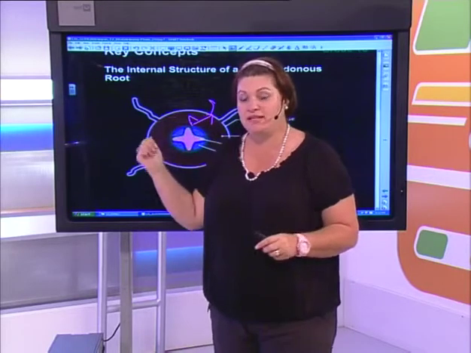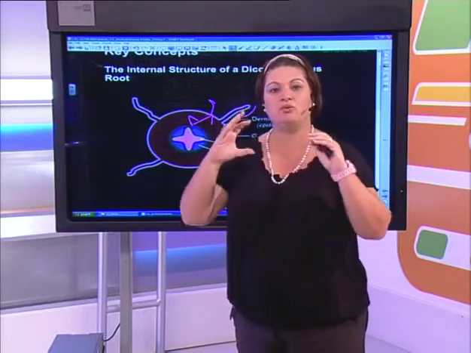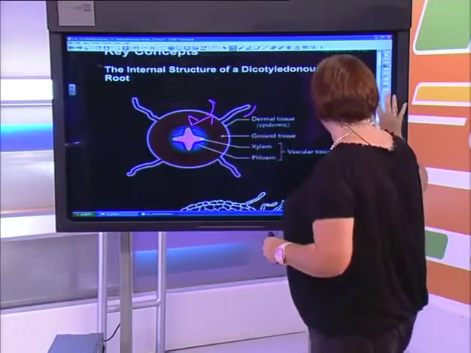Okay, that is the simplified diagram. Now let's take a diagram and look at what it would look like with the different cells.